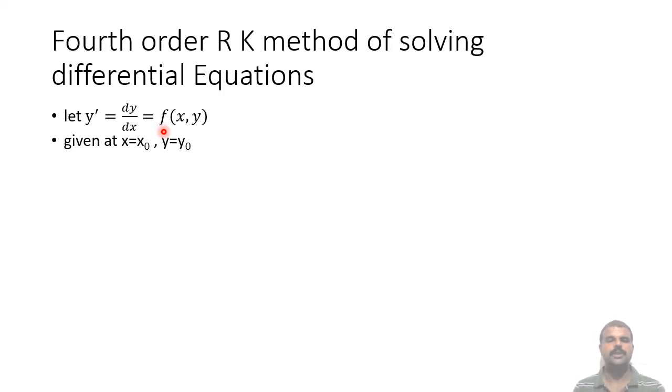Okay. And you will be given the value of this function at some initial point, say x equal to x0. So it's given that at x equal to x0, the function is y0. With that, we have to find out the value of y at some other point x, say x0 plus h. So this is our task. So the RK method will help us.